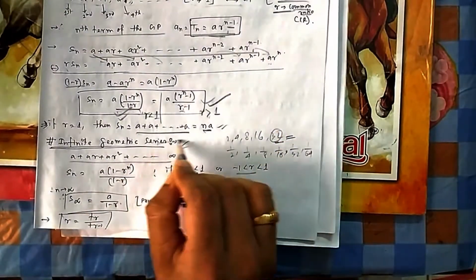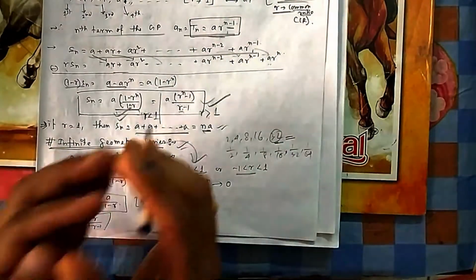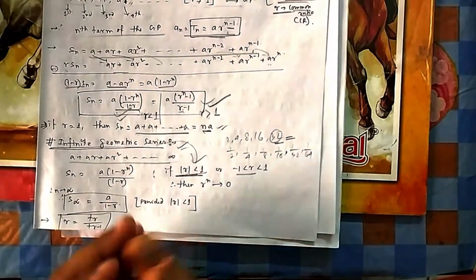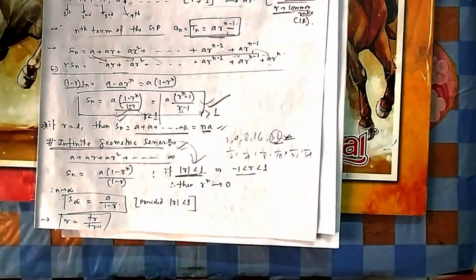So an infinite GP series is only defined if mod R is less than 1. Then only it will converge to a point. It will come to some conclusive answer. Otherwise, it will keep on increasing. Your numbers will also keep on increasing. Your Sn will also keep on increasing. It will never stop at any point.